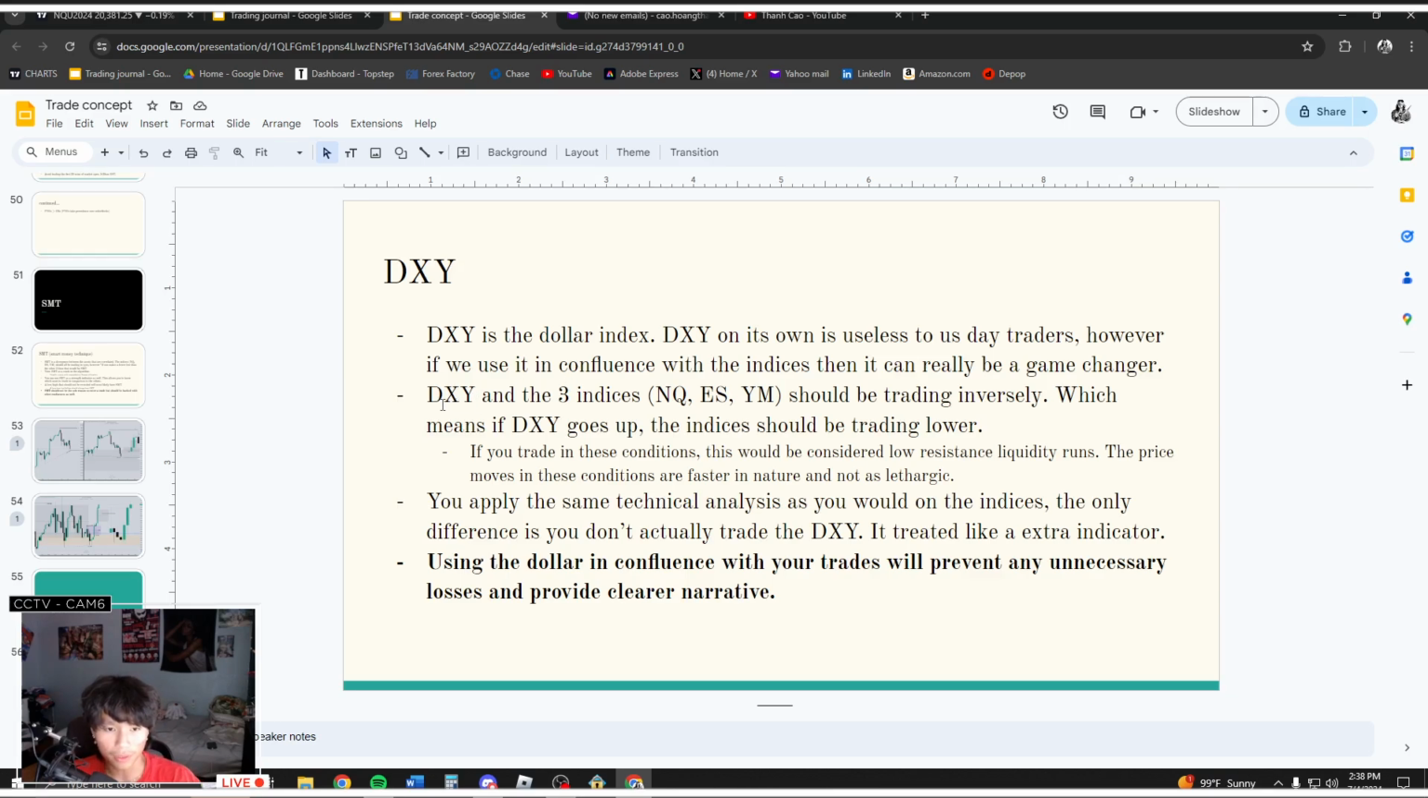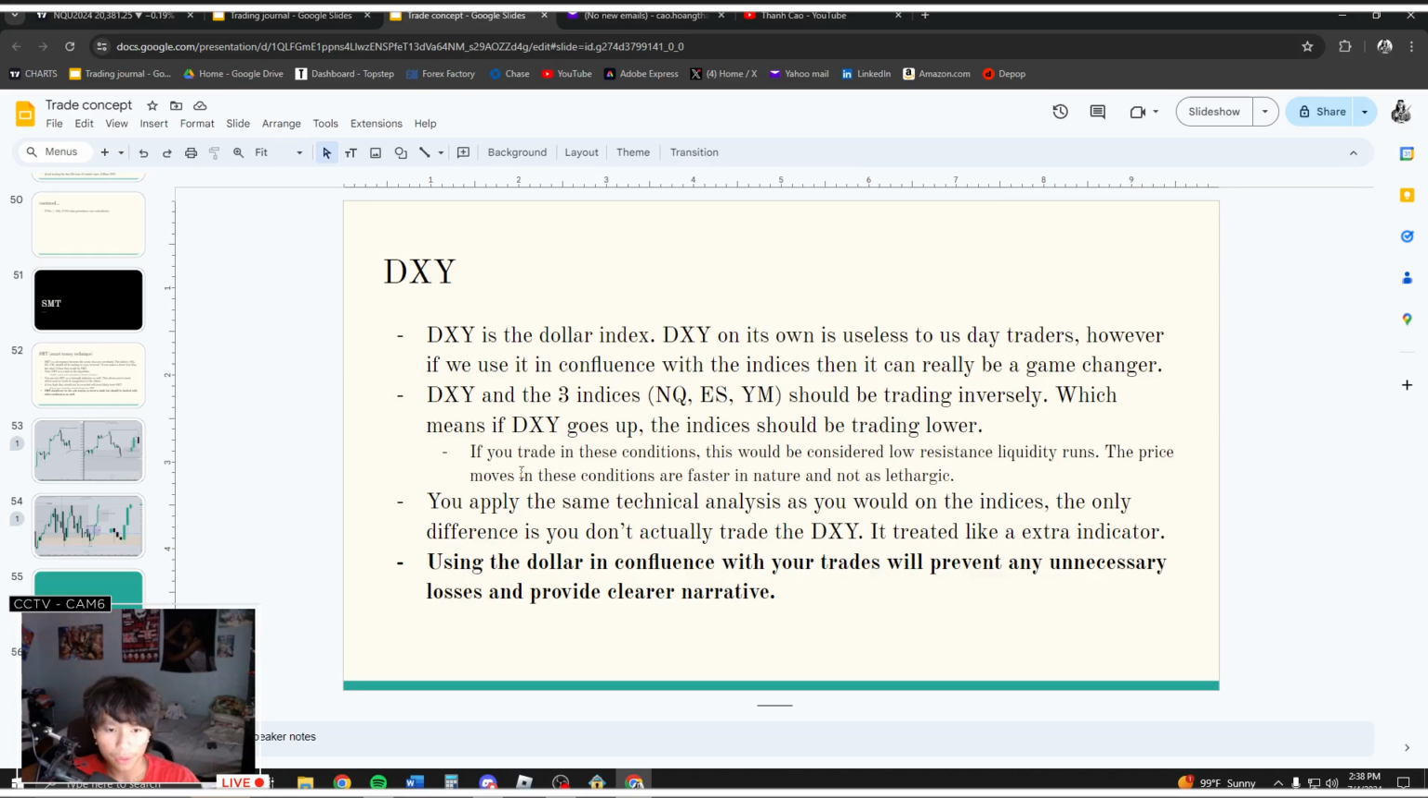So like I said before, Dixie and the three indices, NQ, ES and YM, should be trading inversely, which means if Dixie goes up, the indices should be trading lower. You can also use Dixie on the forex pairs too. Like I said, I don't trade forex, so I'm not too sure how they correlate, but there is a correlation. You can check ICT's video; he talks about it.